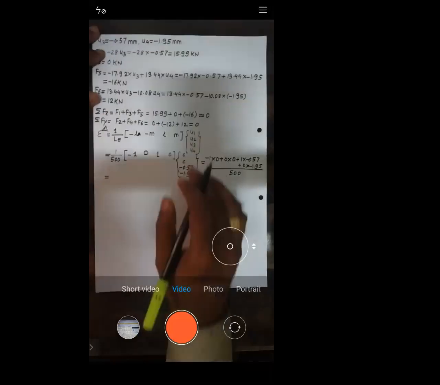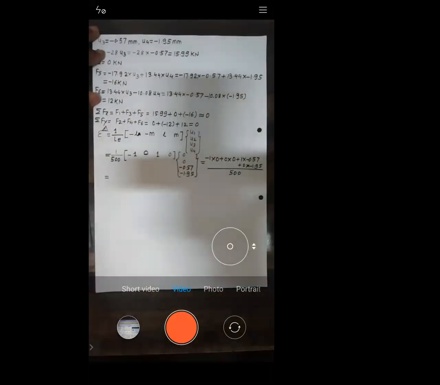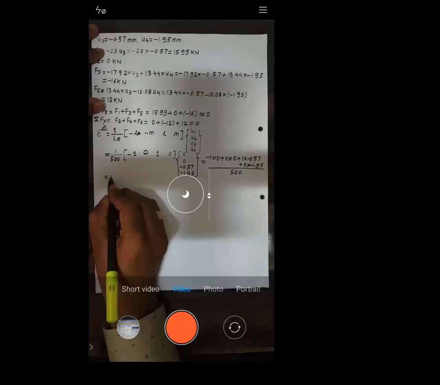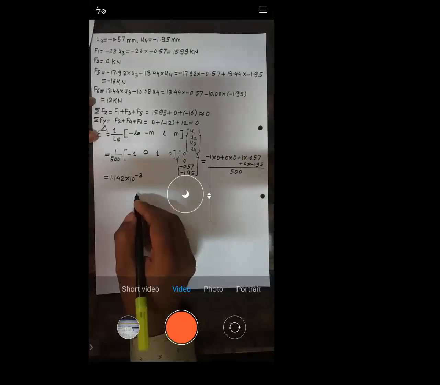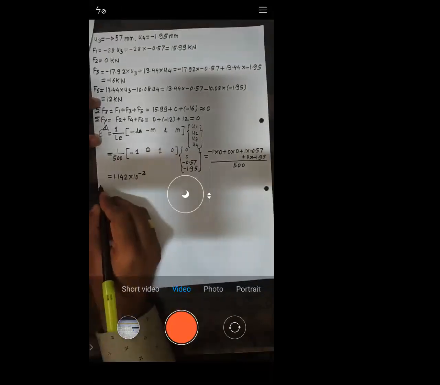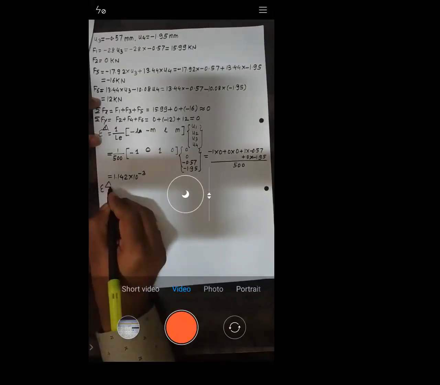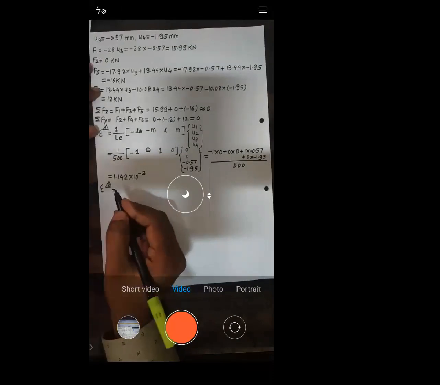1.142 into 10 raised to minus 3. What is the unit for this one? Change in length divided by original length. So it is unitless, right? It's a unitless value, right?